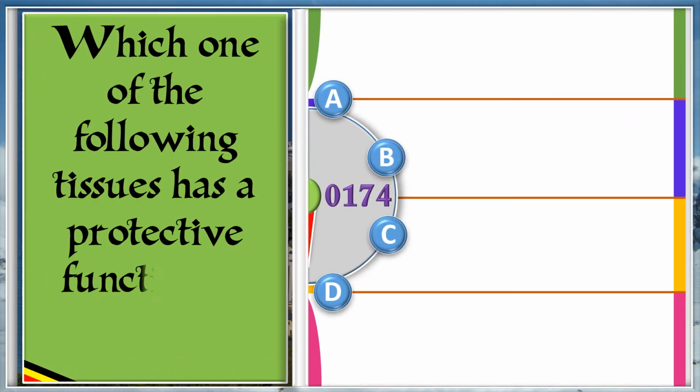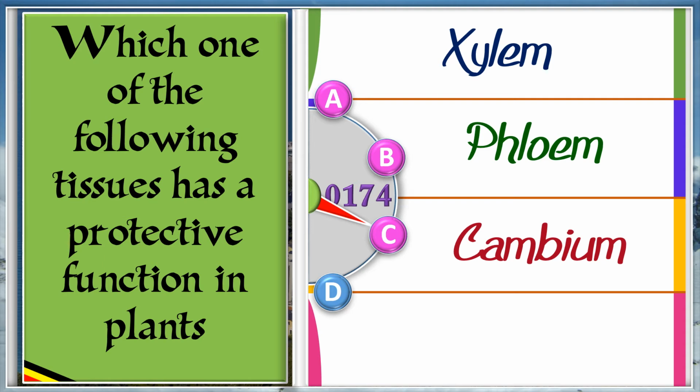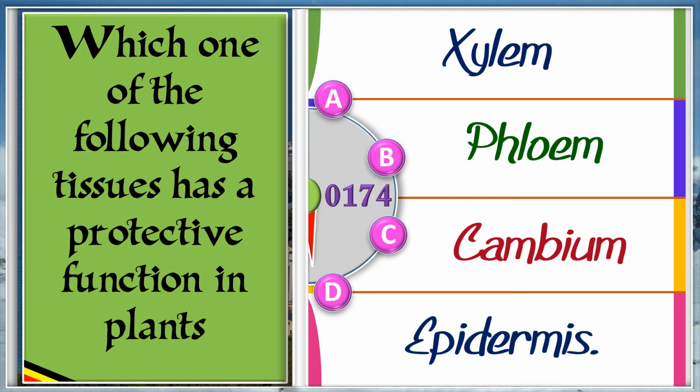Which one of the following tissues has a protective function in plants? A. Xylem. B. Phloem. C. Cambium. D. Epidermis. And the answer is D. Epidermis.